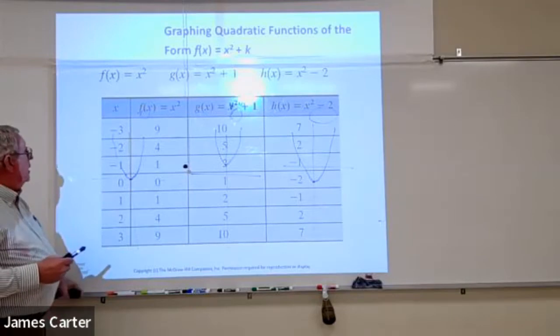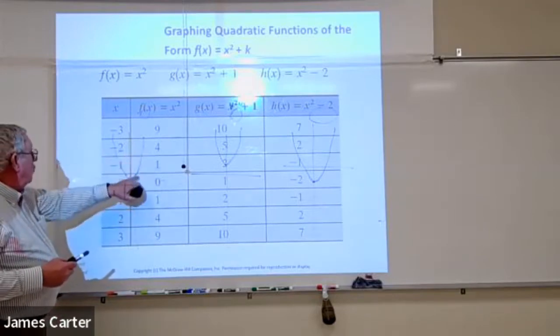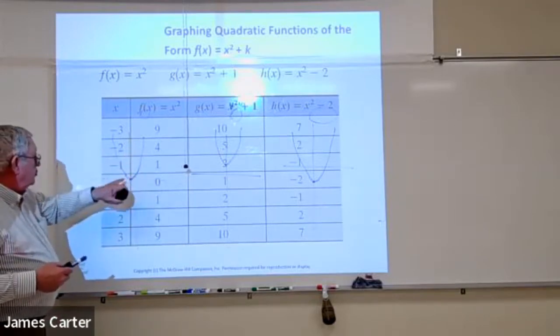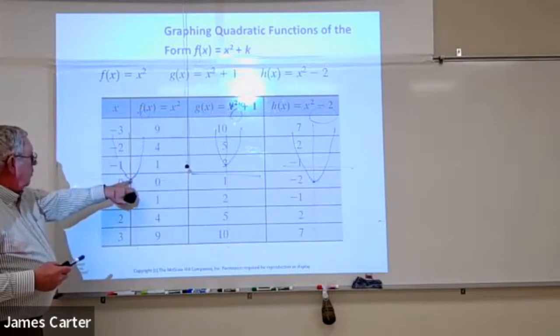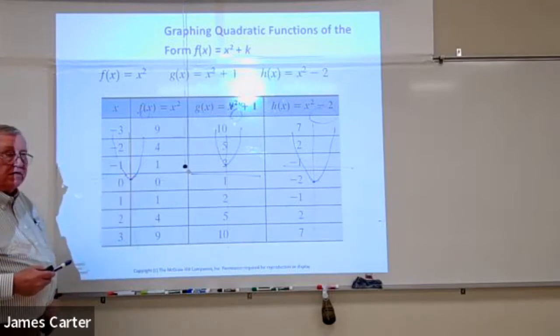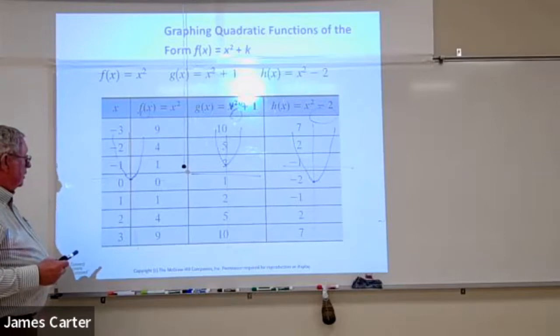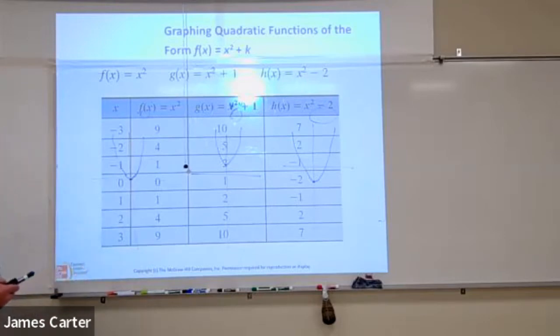That's why it has its symmetry. Okay. And then here we have -2, 4, -1, 1. I told you about them earlier. The point (0,0) happens to be the vertex in this particular case. Okay. So that's the graph of this one.